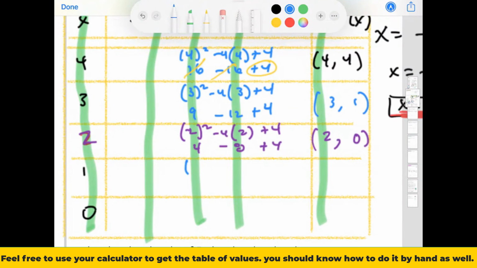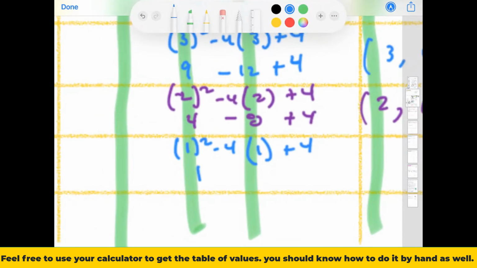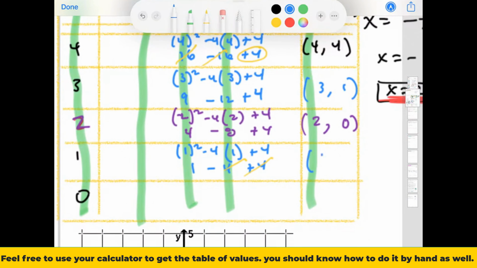And I have 1 squared. 1 minus 4 plus 4. So negative 4 plus 4 is 0, so you're just left with 1. My answer is 1, comma 1. My x value is 1. My answer was 1. And the easiest one is 0, because most of it will go away. Okay, 0 squared is 0. Negative 4 times 0 is 0 plus 4, so I get 0, comma 4.